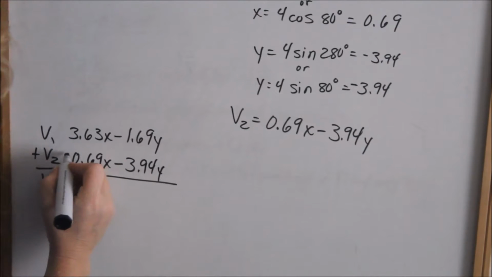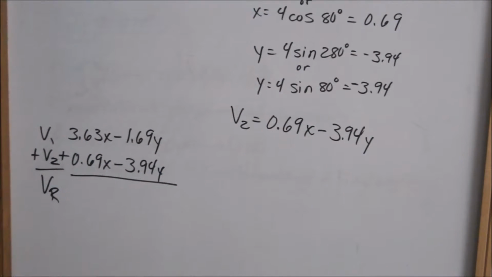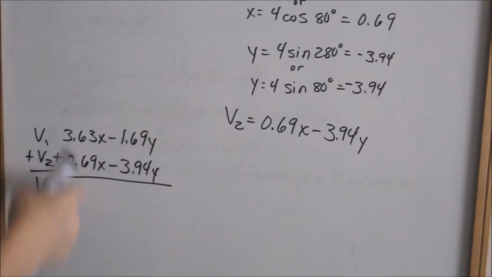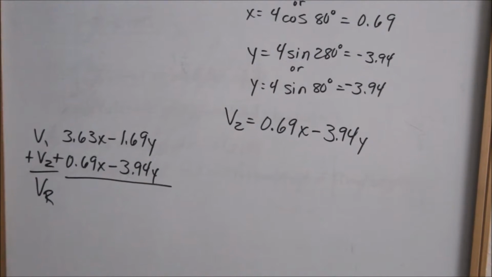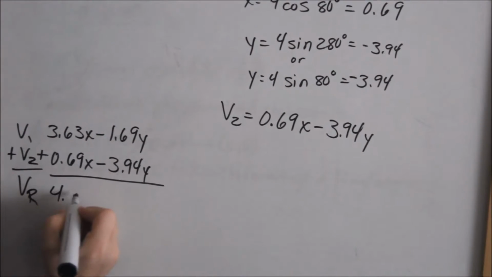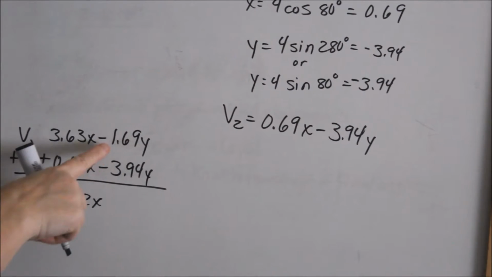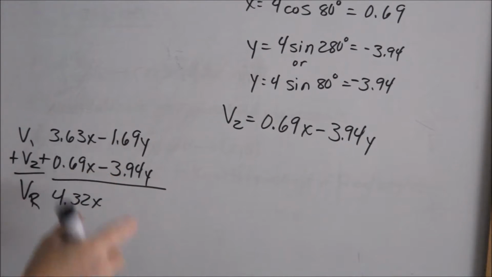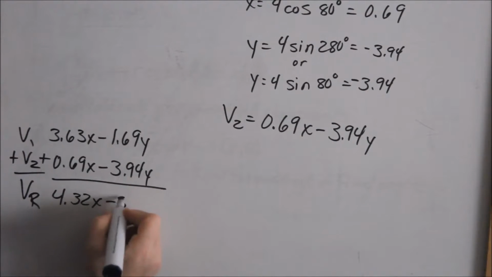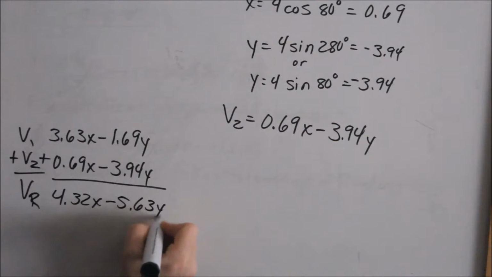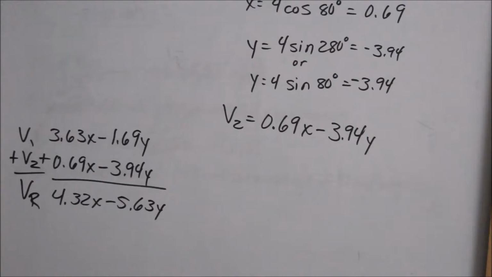We are adding these two vectors, okay? You can only add x's to x's and y's to y's. Add your x components together. When you add your x components together, then you get 4.32 in the x direction. Adding your y's, in debt means you're still in debt. That would come out to 5.63 in the y direction.